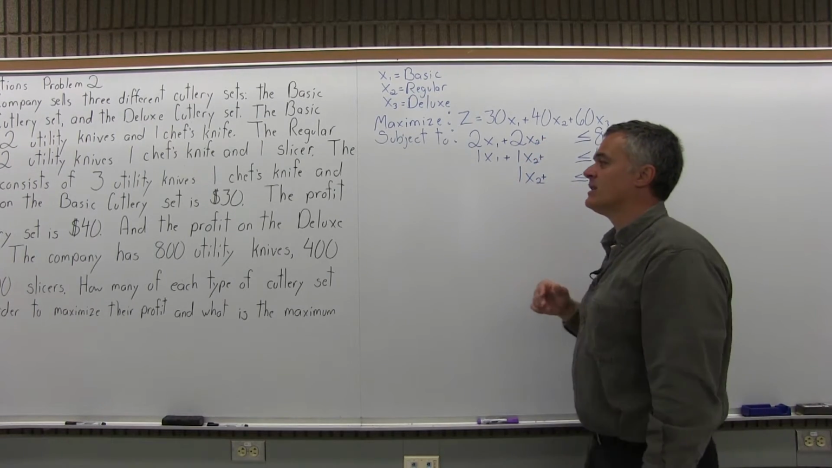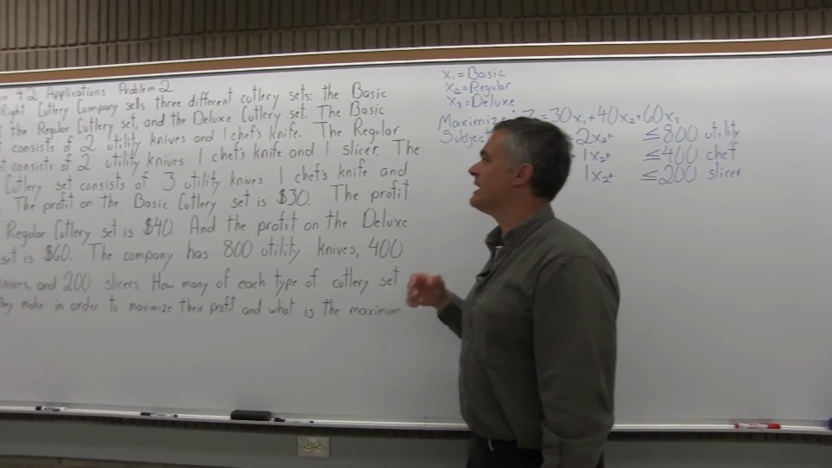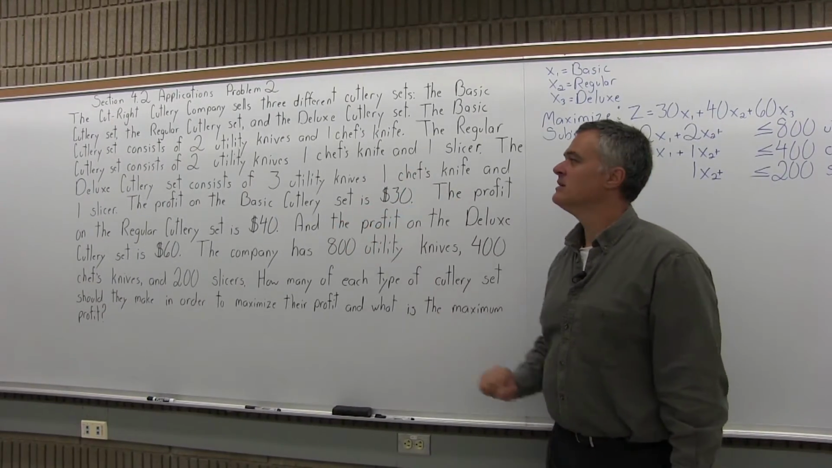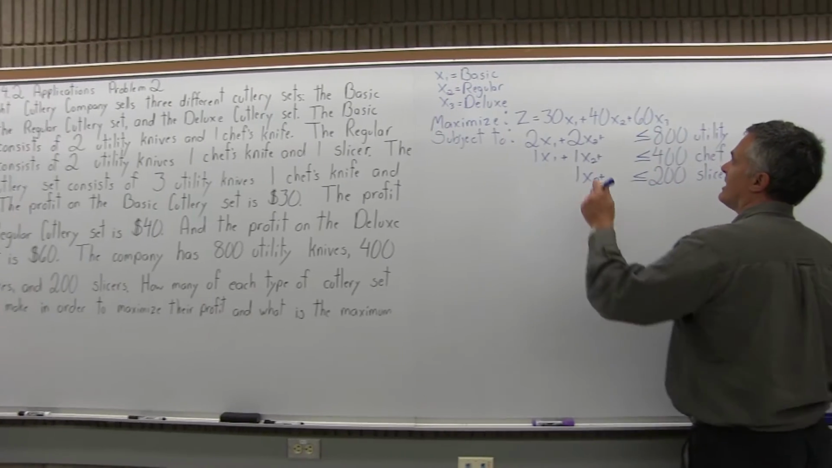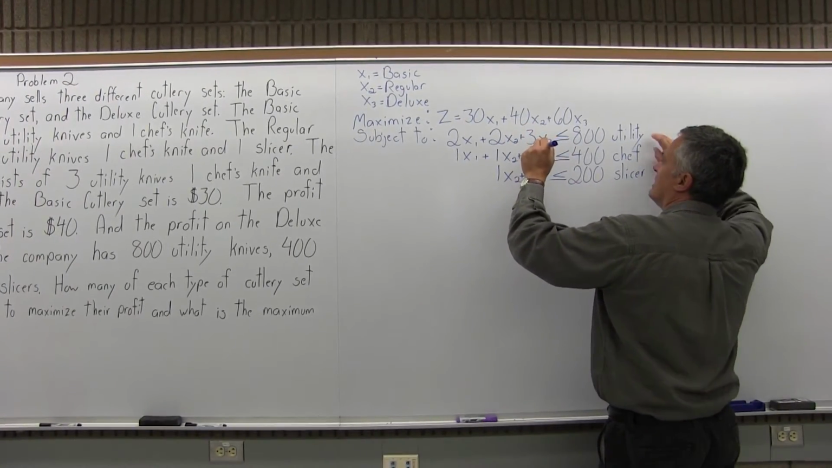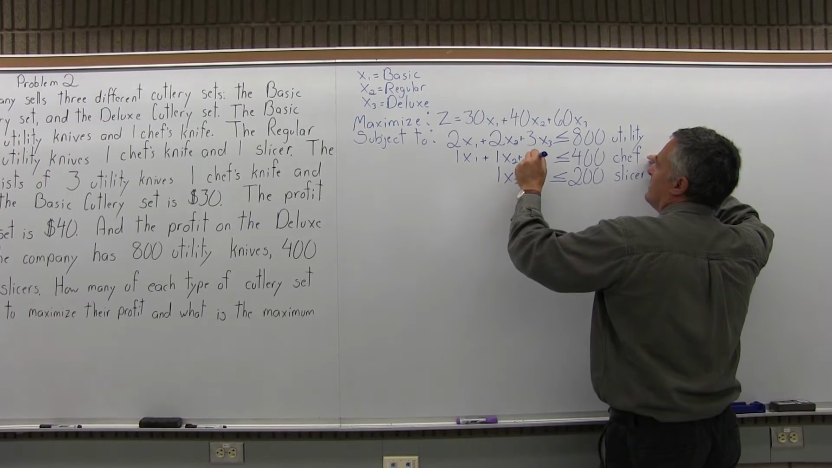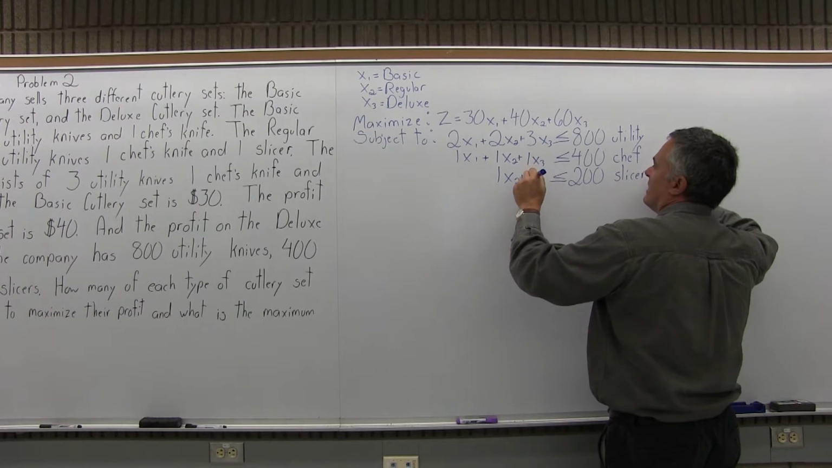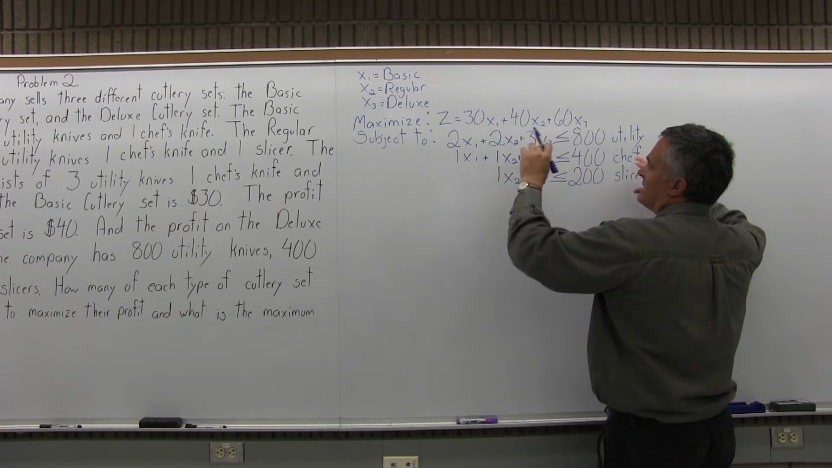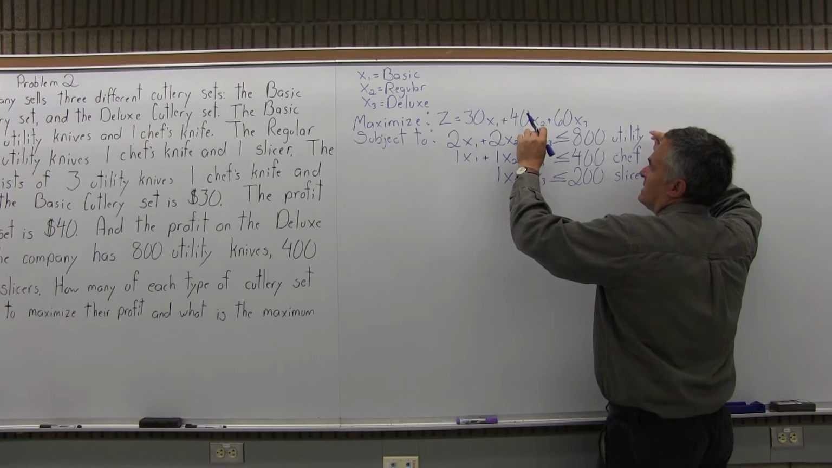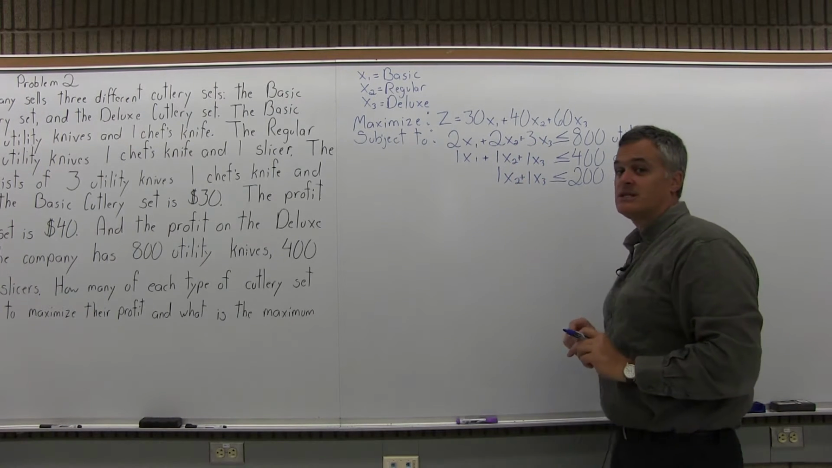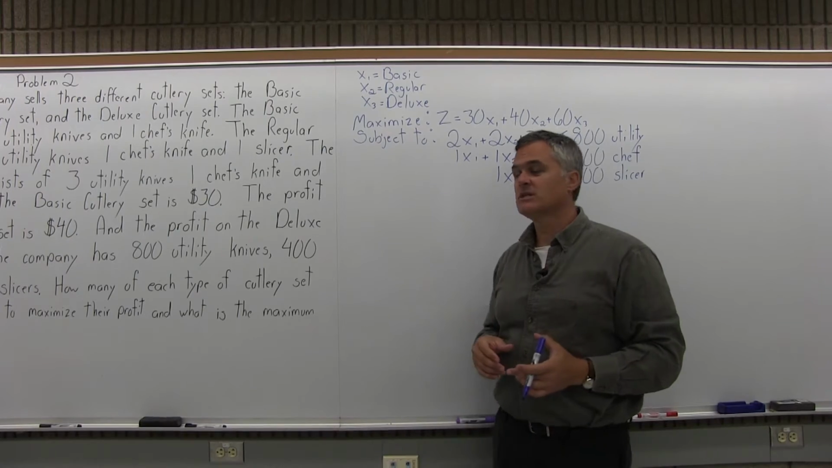And now finally the deluxe set, the fanciest one, it has 3 utility knives, 1 chef's knife, and 1 slicer. So for the x3, which is deluxe, 3x3 for the utility knives, and again 1x3 for the chef's knife, 1x3 for the slicer. So again, deluxe set is x3. Each deluxe set has 3 utility knives, 1 chef's knife, 1 slicer. So that's step 3, set up the constraints.